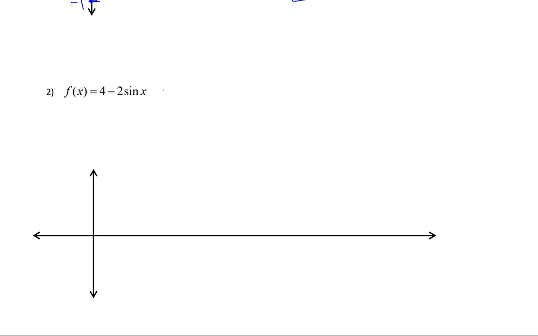So what I'm going to suggest on this one is that just to be clear and matching them up to what we have above, I'm going to rewrite this as negative 2 sine of x plus 4. So I'm just kind of rearranging where that 4 is. Why would I do that?